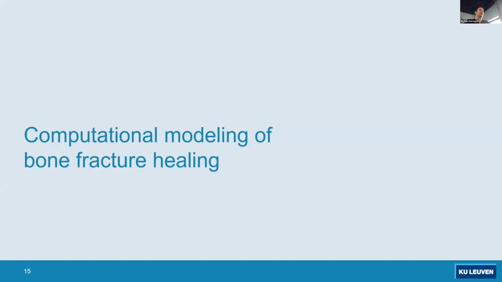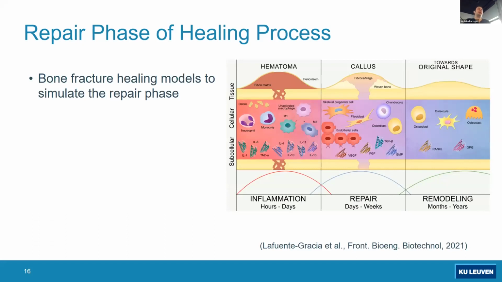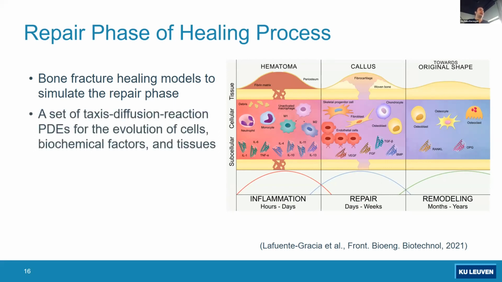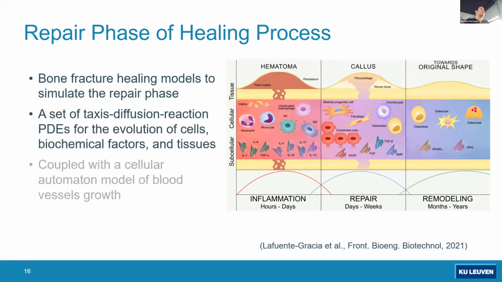The next project is related to the modeling of bone fracture healing. The fracture healing process of bones has different phases, as you can see in the figure: inflammation, repair, and remodeling. This work was focused on the repair phase. As you can see, there are various components here: chemical factors, cells, and tissues. The interaction of these components can be described using a set of taxis-diffusion-reaction PDEs, as well as coupling the whole model with a cellular automaton (CA) model, also implemented in FreeFEM.